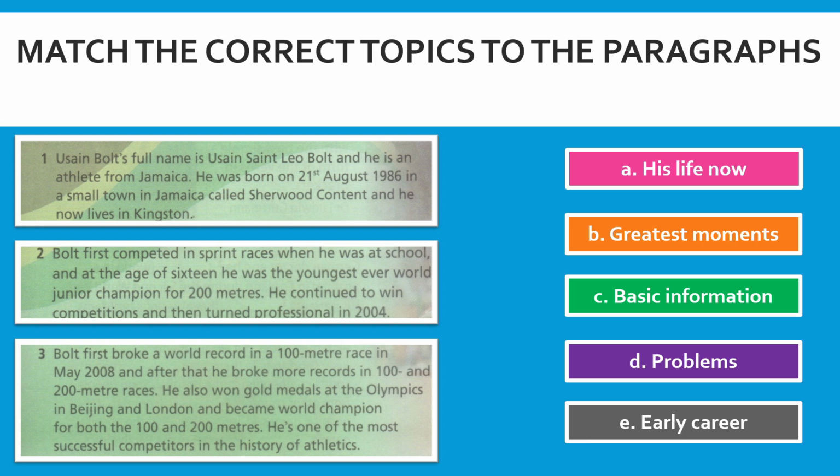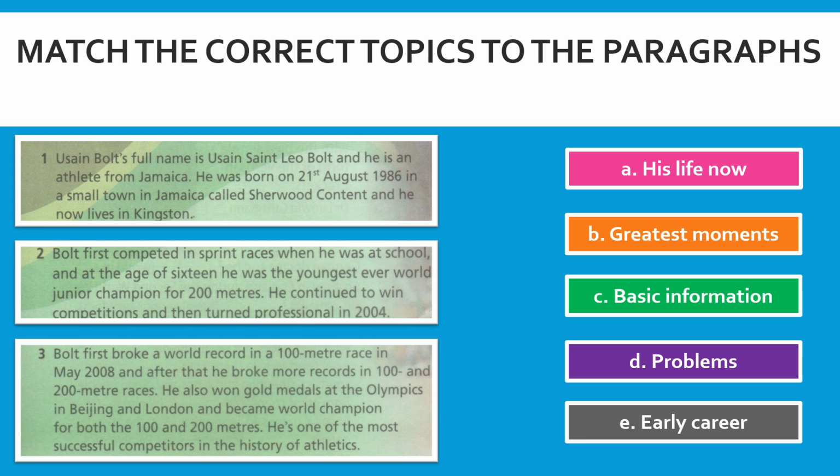And on your right, there are 5 choices of topics where you are going to choose only one topic that best describes that particular paragraph. And now we are going to read each paragraph again and then we shall discuss which topic from A until E best describes that particular paragraph. Let's look at paragraph number 1.